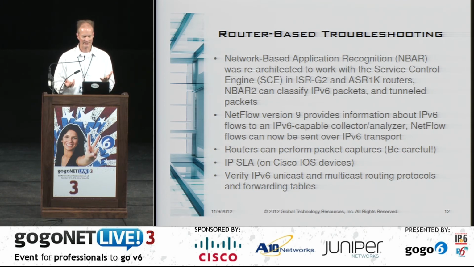We can use IP SLA, and these tools are v6 capable now. So the tools that are embedded in the network elements to help us do troubleshooting are v6 capable and v6 aware. So we want to use these tools as tools in our bag when we're troubleshooting these multi-protocol issues. And we have to verify both the unicast and the multicast routing tables for v4 and v6 and look at both.